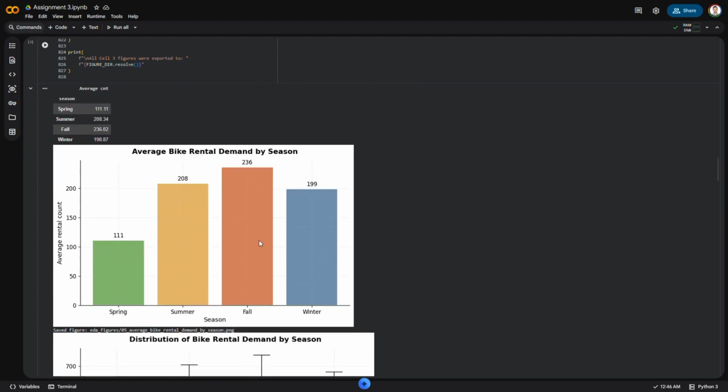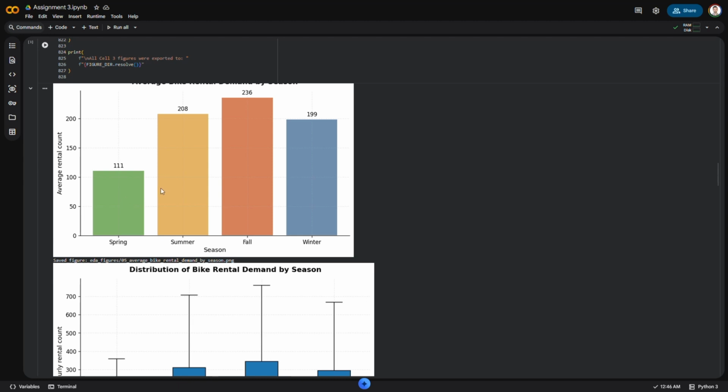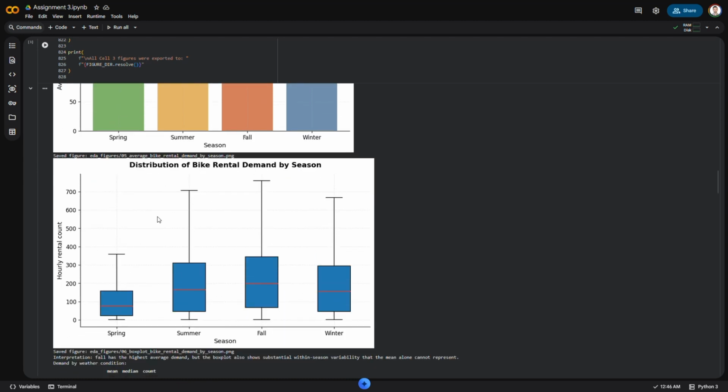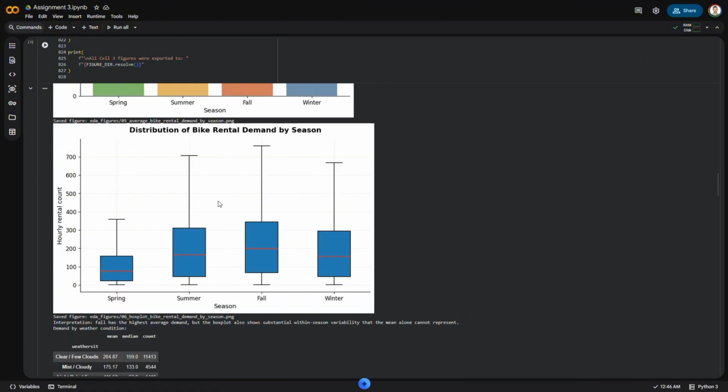Demand is generally higher during warmer seasons and decreases as weather conditions become worse. This result confirmed that environmental variables should also be included in the regression models.